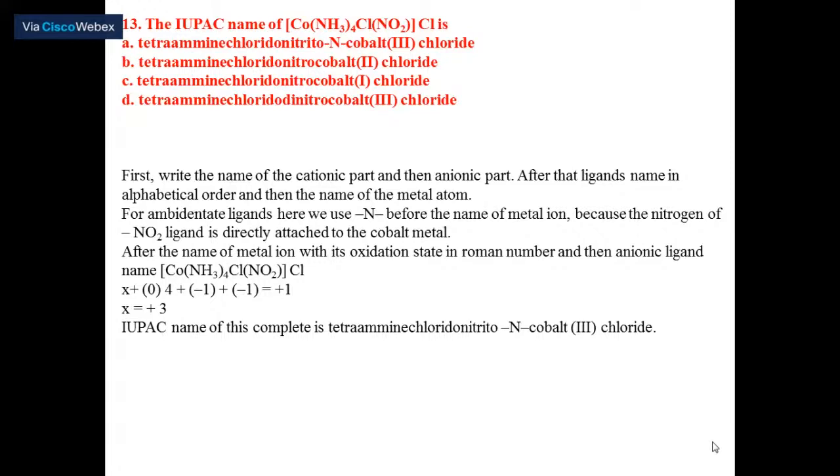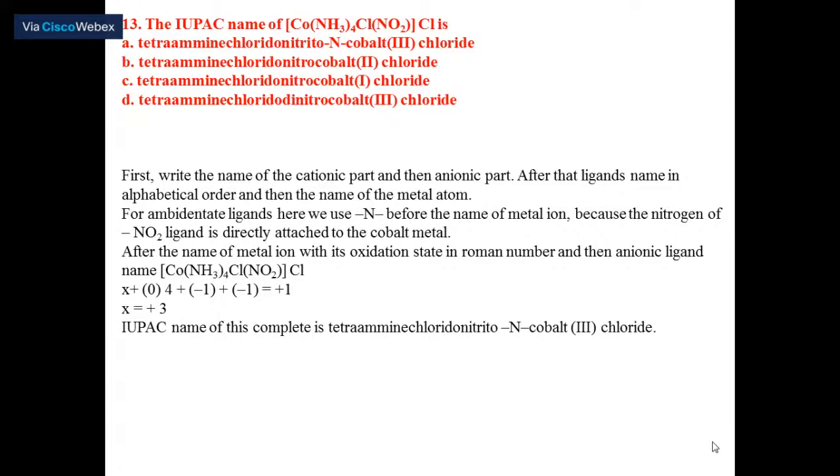So for ambidentate ligands, we use N before the name of the metal ion, because the nitrogen of the NO2 ligand is directly attached to the cobalt metal. After the name of the metal ion, with the oxidation state in Roman numerals, we name the anionic ligand. So for the IUPAC name, we need to know the oxidation state of the metal.